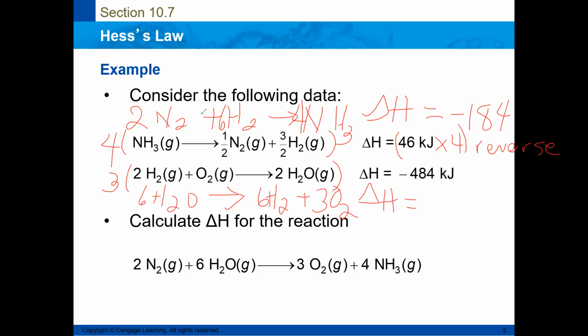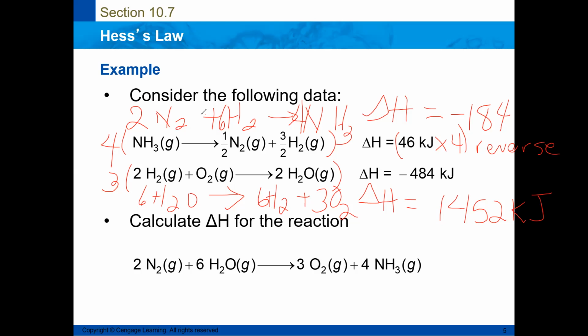All right, now we have it. Now, what we need to do is multiply the delta H, which is negative 484, and we reverse it so it's positive 484 times 3. There we go. I knew there was something weird here. Okay, and that is 1452 kilojoules. And we reversed it, right? Because it was negative, now it's positive.